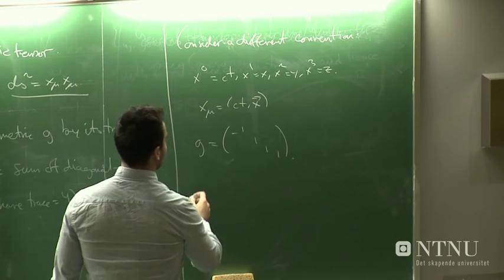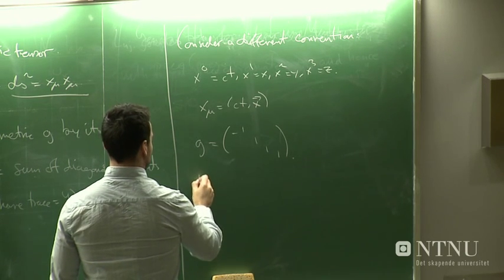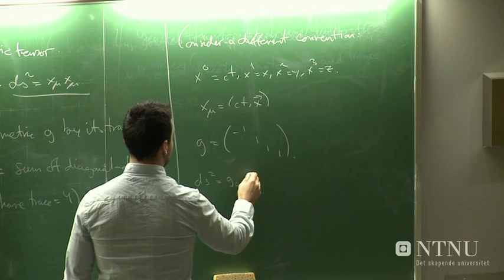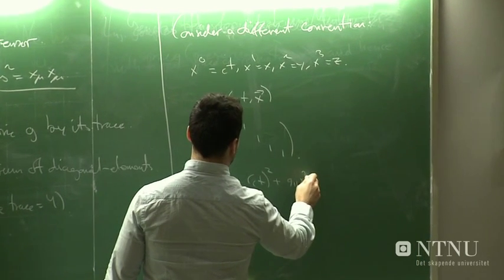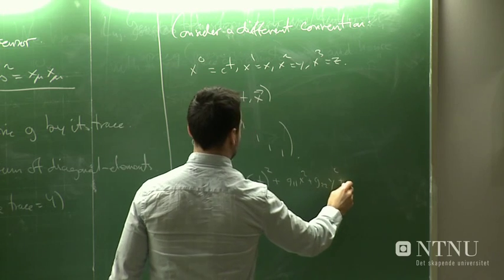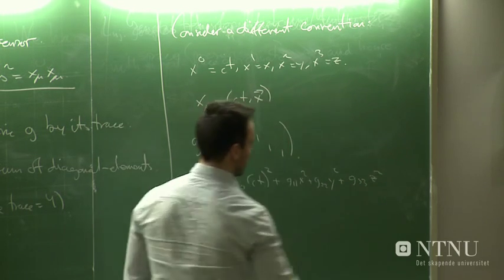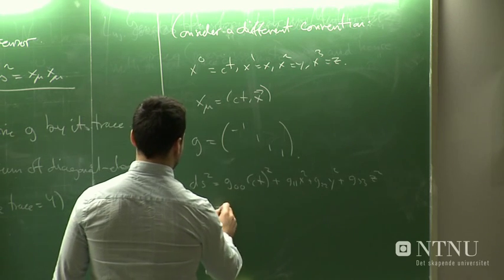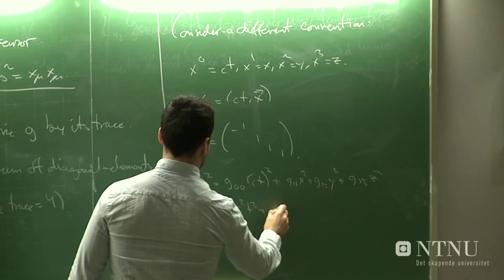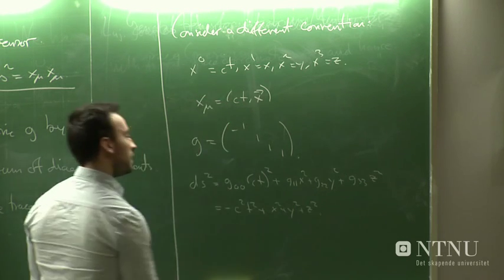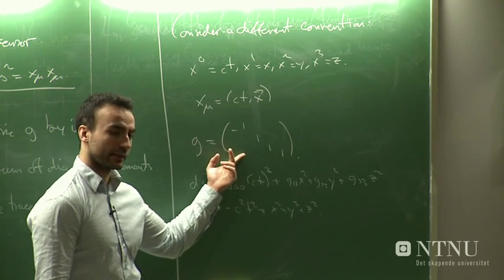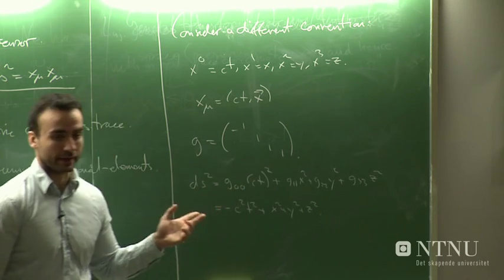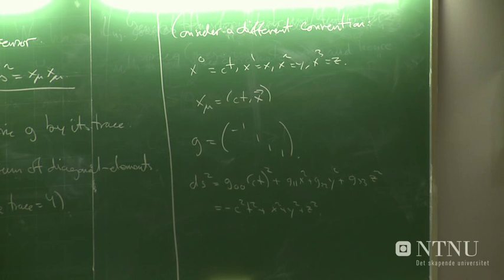Okay, let's check. So we get ds squared is g00 times dx0 squared, and so on. We get something like this. So this is minus c squared dt squared plus the spatial part, which is fine. So for this choice of the 4 vector, we need this metric to make the path element invariant. Is that the only metric that will do the trick?